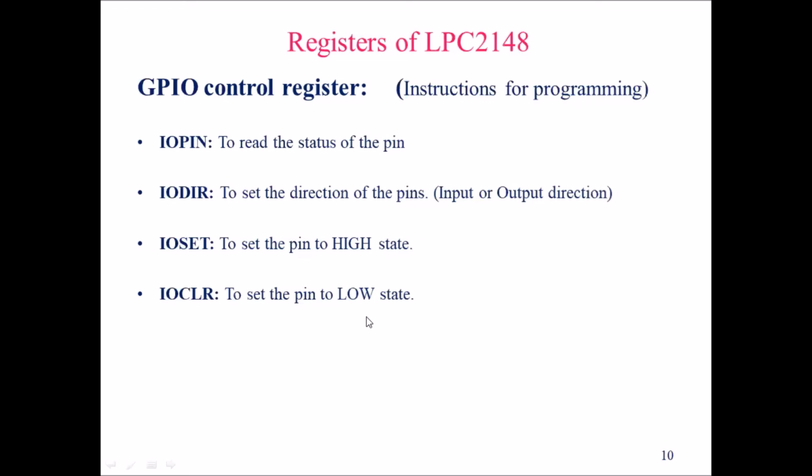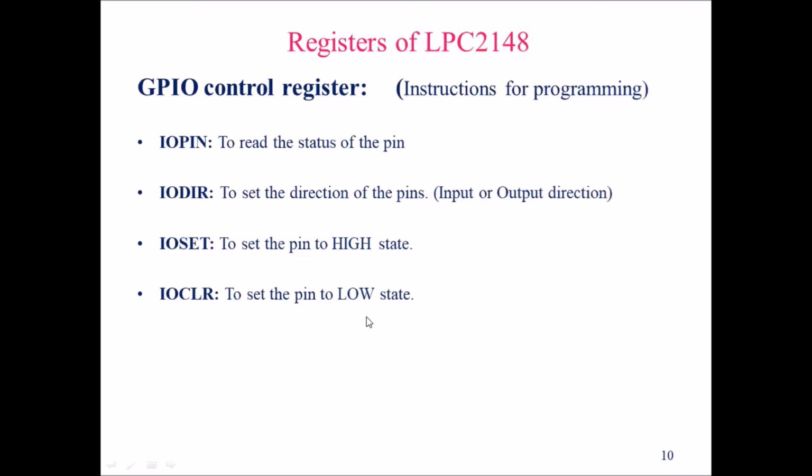Once we set the pin to high state, it will start accepting the data from the microcontroller, and the data will be handled through this pin. The IOSET instruction is basically used to set the pin to high state, whereas the last one, IOCLR, is used to set the pin to low state. Whatever data is there in the pins will be cleared and that pin will be set to low state. That's what the input output clear instruction means.